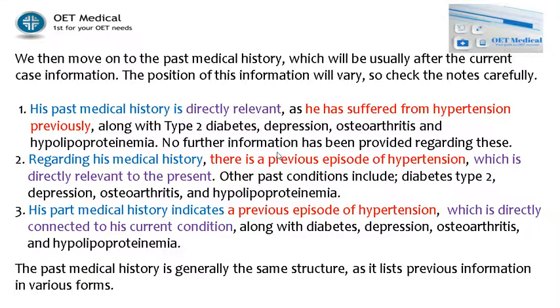Then we move on to the past medical history, which will usually be after the current case information. The position of this information will vary, so check the notes carefully. His past medical history is directly relevant as he has suffered from hypertension previously, along with type 2 diabetes, depression, osteoarthritis, and this word I'm not even going to attempt to pronounce. No further information has been provided regarding these.